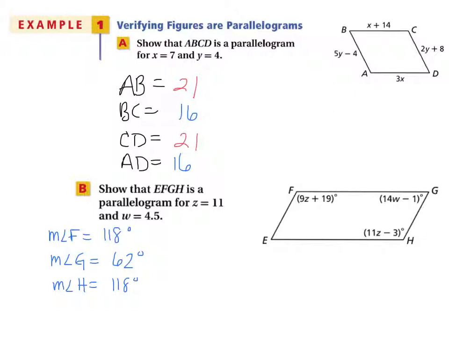Now, it's also important to notice that just because 118 is the measure of angle F and H, and we know that opposite angles are congruent, we can't use that to prove it's a parallelogram because we don't know the measure of angle E. If we did, then we could also say it's a parallelogram for that reason.